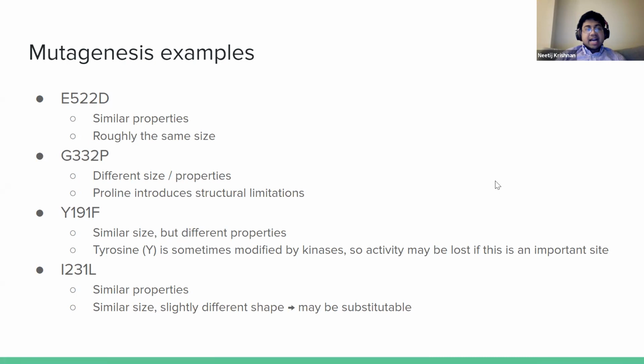And the last one, I231L, that's isoleucine to leucine at position 231. They have similar properties because they're both nonpolar. They both have the same number of carbons, with a slightly different shape because of a little bit different connectivity. Maybe they can be substituted without too much of a problem. So you can use this type of reasoning to analyze a protein versus a mutant version of that protein, what you might expect in terms of activity and what has changed for that protein.